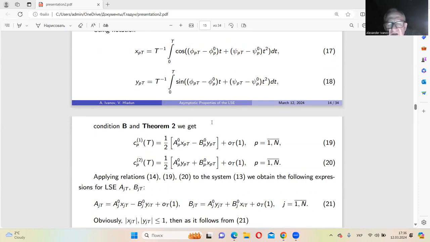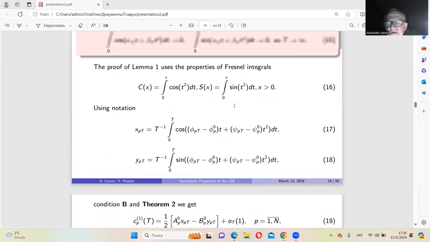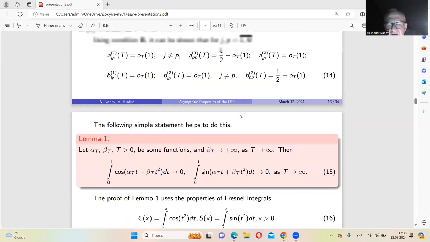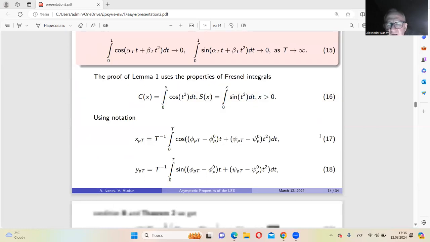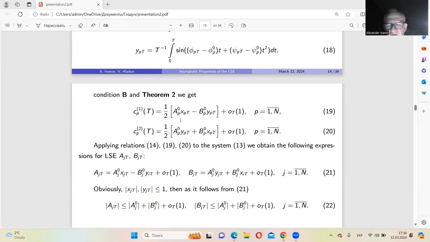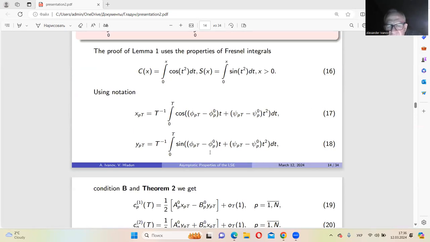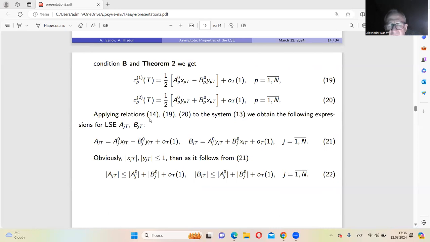the uniform law of large numbers for the constant terms of this system of linear equations for the constant terms C, we obtain the relations 19 and 20. We can rewrite them in such a way, where X_pt and Y_pt are given by formulas 17 and 18. And applying some previous formula, we can rewrite the least squares estimates of amplitudes in the form 21.